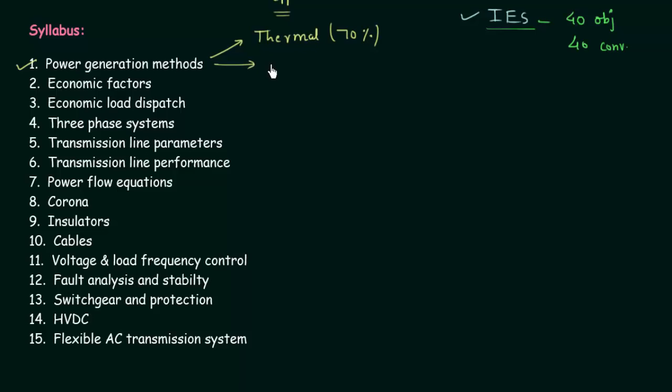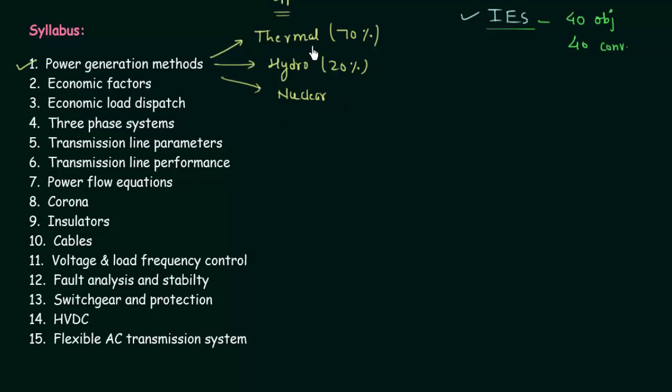After this, we have hydro power stations. In hydro power stations, we use the potential energy of stored water to generate the electricity. We construct dams, and the stored water is then used to run the turbine, and electricity is produced. 20% is from hydro. Then we have nuclear.